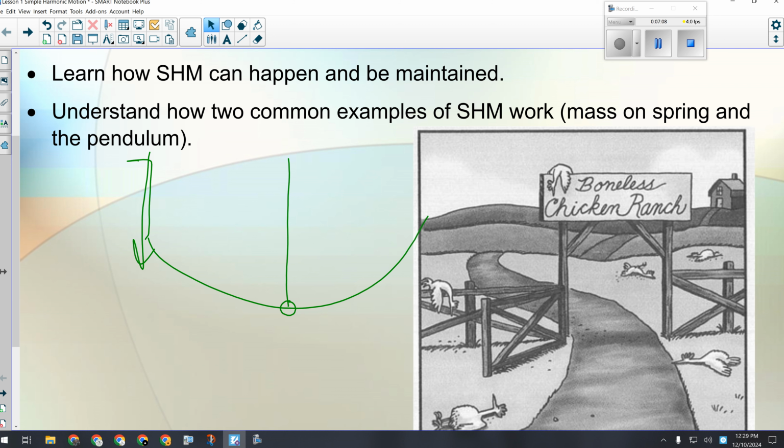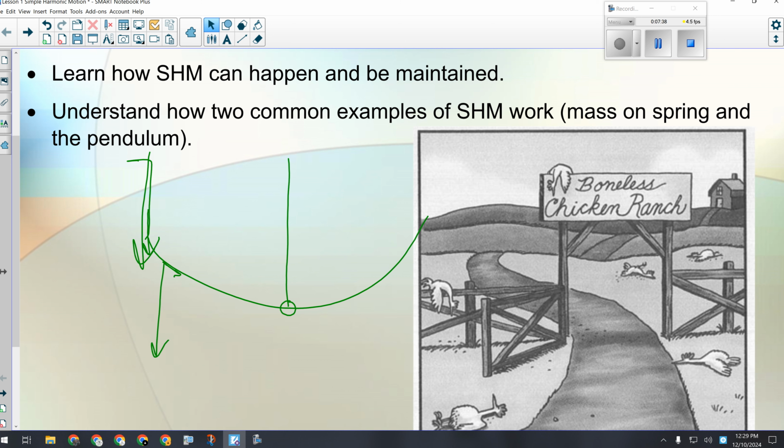Agreed? But it moves through an arc. So gravity is always going to pull straight down, but that's not the way the pendulum goes. The pendulum goes along the arc. The further from equilibrium I get, the longer that line gets that acts along the arc. So the force of gravity may not increase, but its component along the arc does. Everyone okay with that idea?